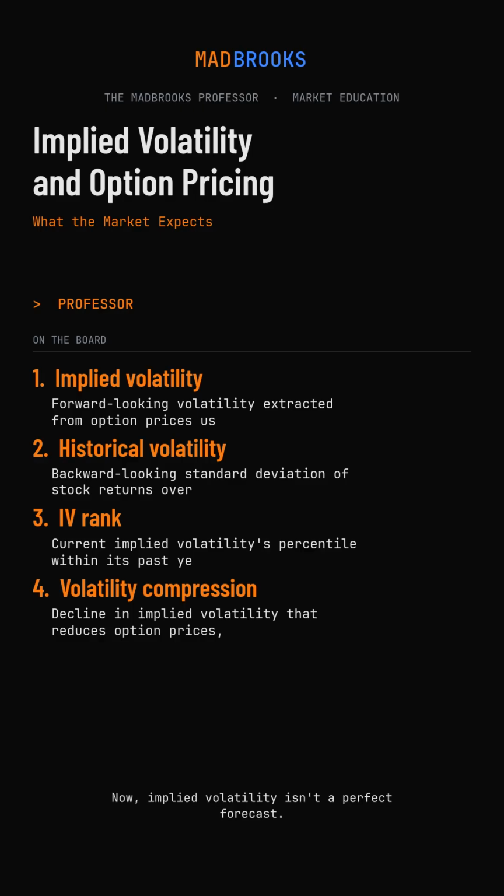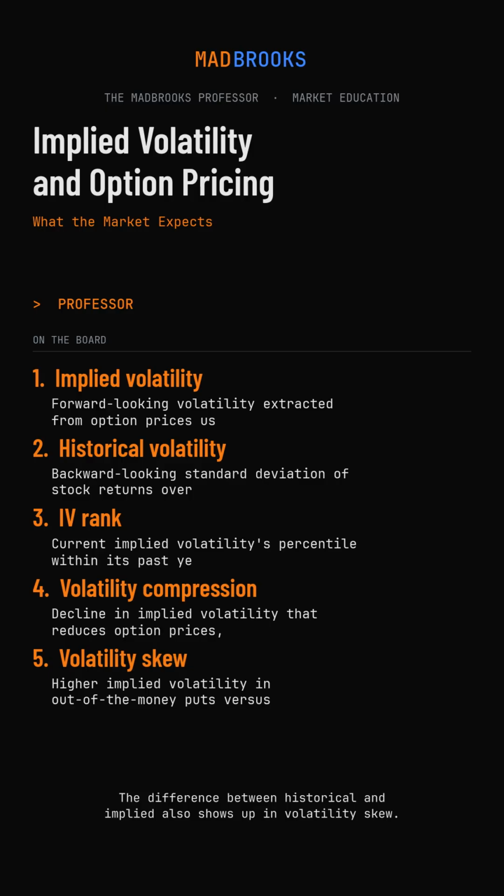Now, implied volatility isn't a perfect forecast. Just because the market expects 30% volatility doesn't mean the stock will realize 30%. Often, implied exceeds realized because option buyers pay a premium for protection and leverage. The market tends to overestimate movement, especially around events. Earnings, FDA decisions, elections, these catalysts inflate implied volatility beforehand. After the event, IV collapses whether the stock moved or not. That crush is predictable and tradable.